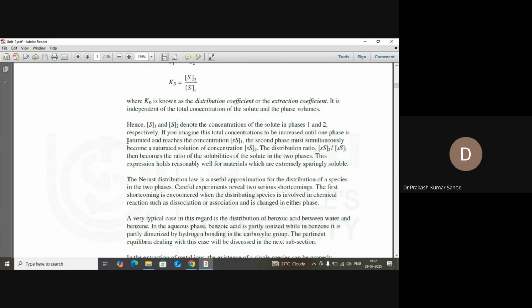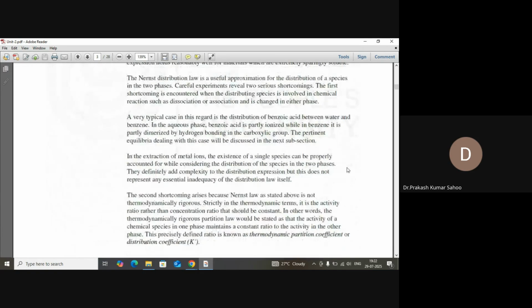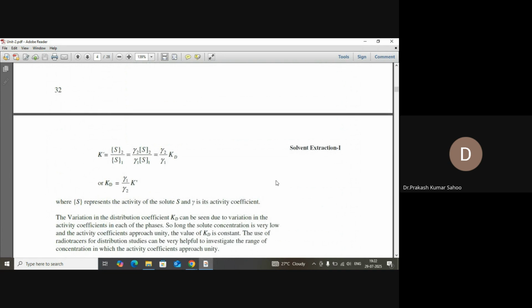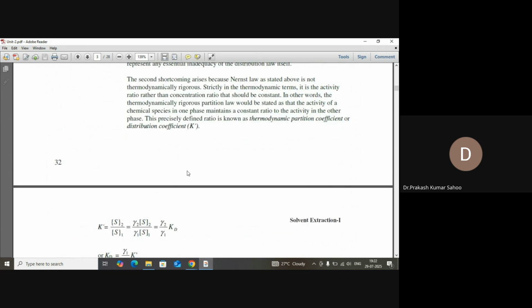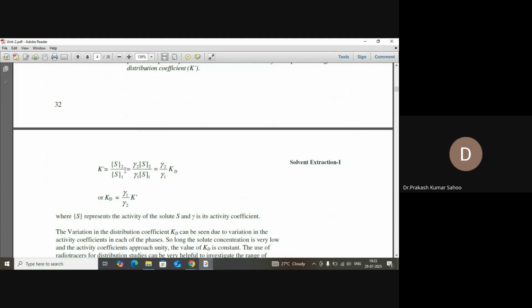Then for a saturated solution, a small s is multiplied. Okay, so this is not needed. Then we have the equation K dash, which is your thermodynamic partition coefficient. It is equal to S2 concentration divided by S1 concentration, which is equal to the activity coefficient, that is Y2S2 divided by Y1S1, and S2 by S1 is your Kd. So that's the activity of the second solvent divided by the activity of the first solvent, into the distribution coefficient. So this is your thermodynamic distribution coefficient.